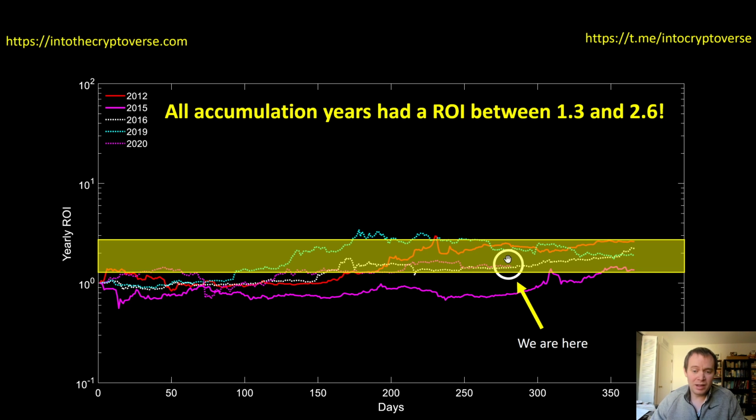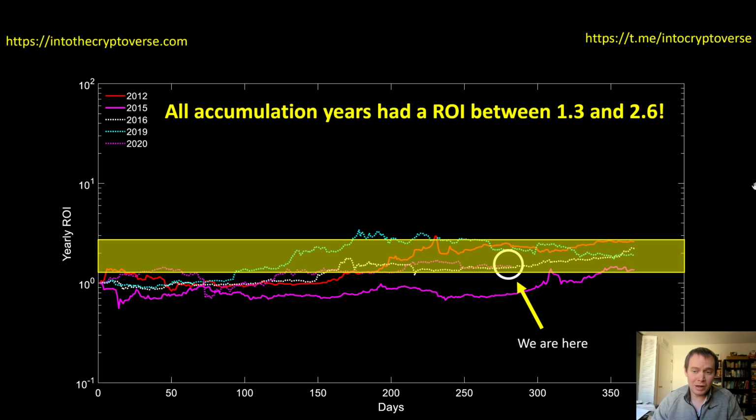I would anticipate there's a good chance that we will, in the year, have an ROI as measured from January 1st between 1.3 and 2.6, as we've seen all these others. Of course, it might not. It could come back down, or it could go above it. But there's a pretty good chance. It seems like there's a pretty decent chance that it's going to do so.